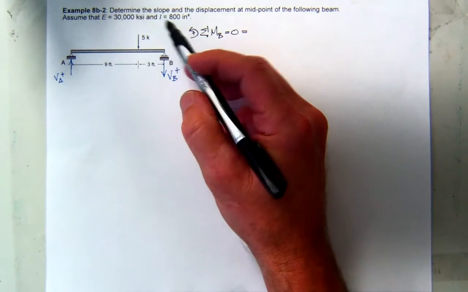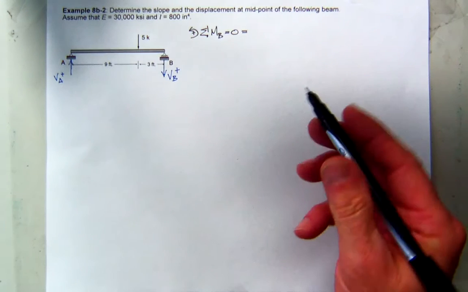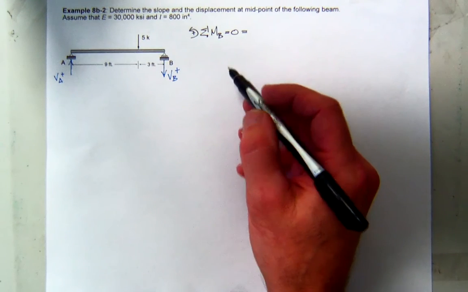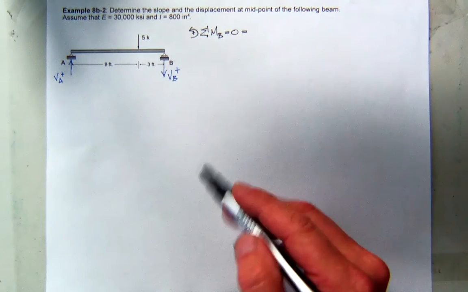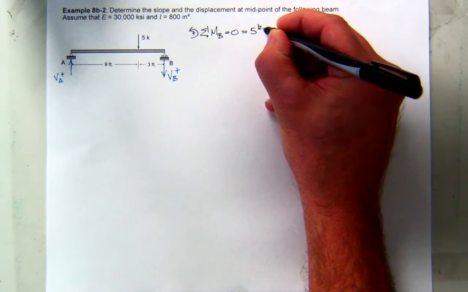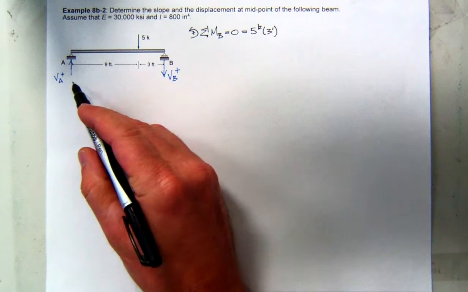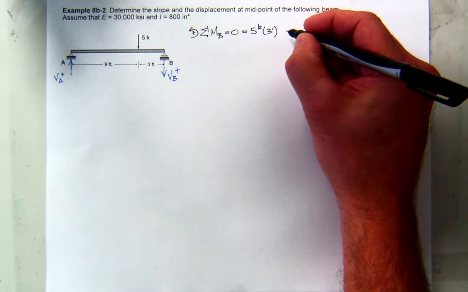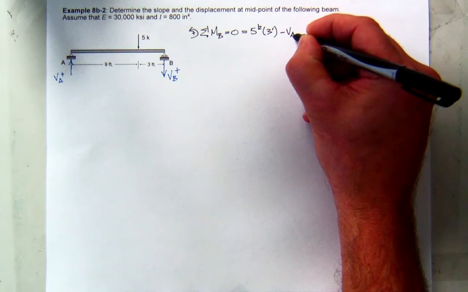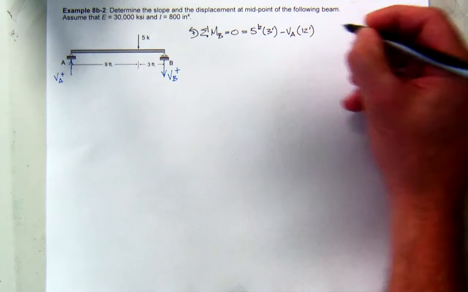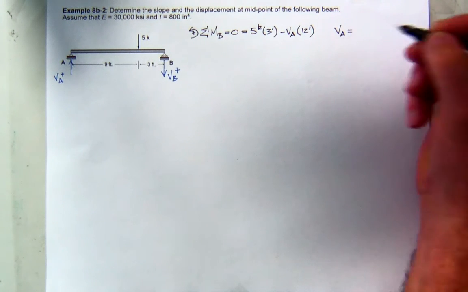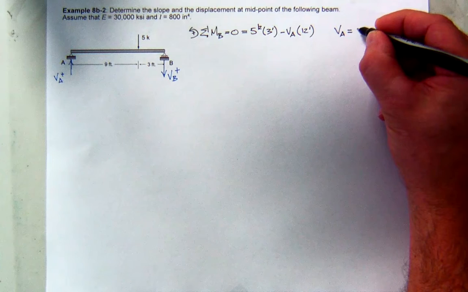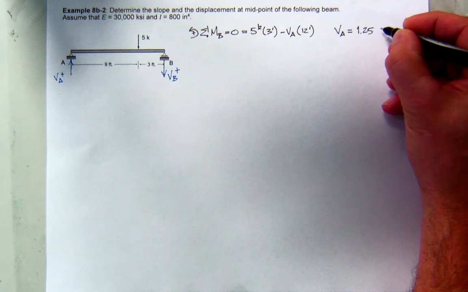So summing moments at B, this applied 5 kip load creates what kind of moment about B? Positive. Excellent. And that has a moment arm of 3 feet. And then the reaction over here, which is the shear at A, is what kind of moment? Negative. And that has a moment arm of 12. So it looks like the shear at A is 1.25, and that would be units of kips.